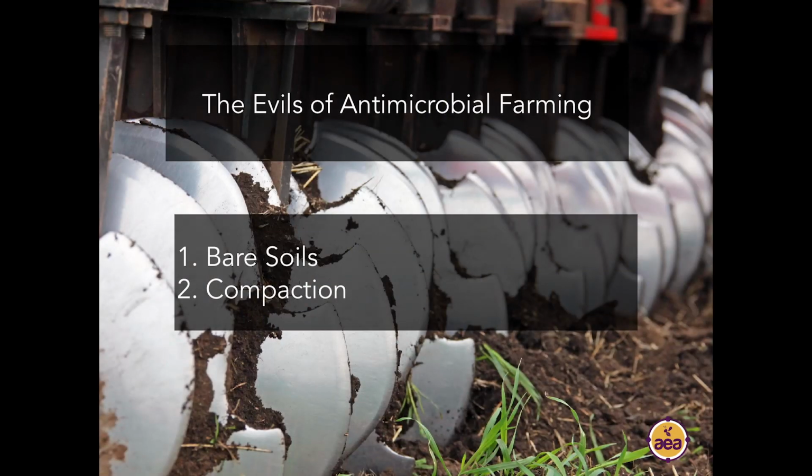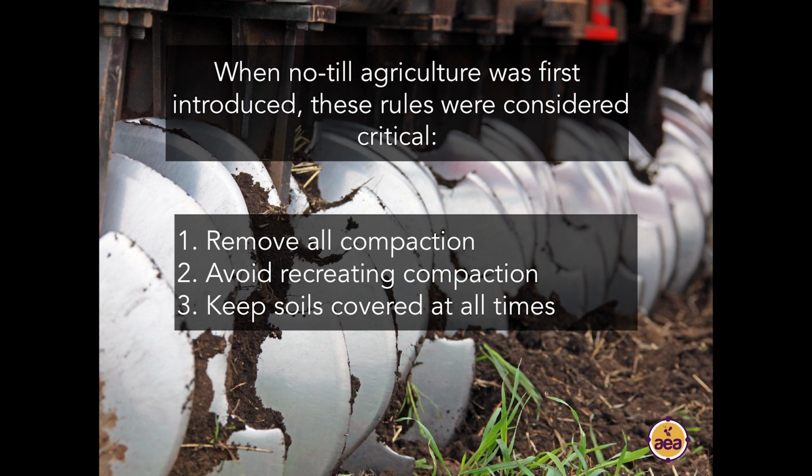So what I'm describing is the evils of antimicrobial farming. Antimicrobial farming is when you have bare soils that have high temperatures with no enzyme and no biological functioning in the top several inches, and then you have a compaction layer down below. We have to resolve these two issues if we want to have a conversation about truly regenerative agriculture ecosystems.